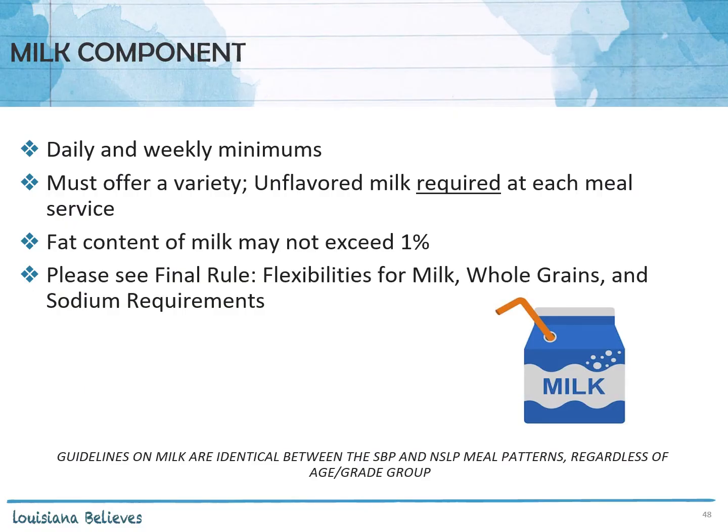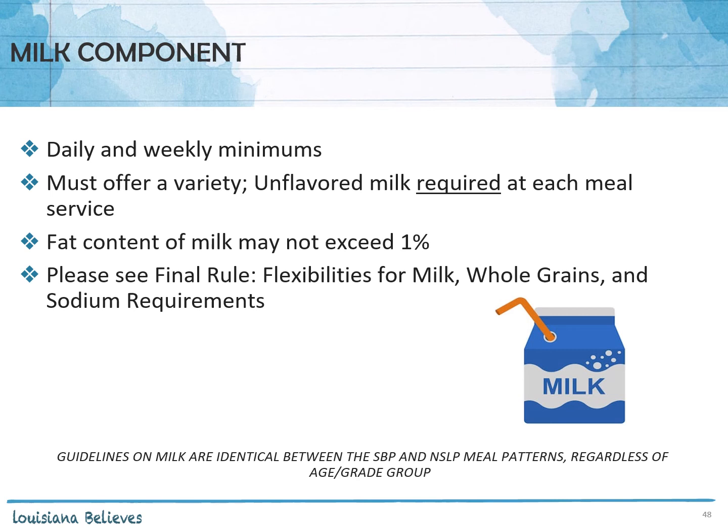The daily milk requirement is 1 cup for all age grade groups. The weekly requirement is 5 cups for a 5-day week. Schools must offer at least 2 different milk choices, which include flavor variety and fat content. Unflavored milk has to be included in the milk options.